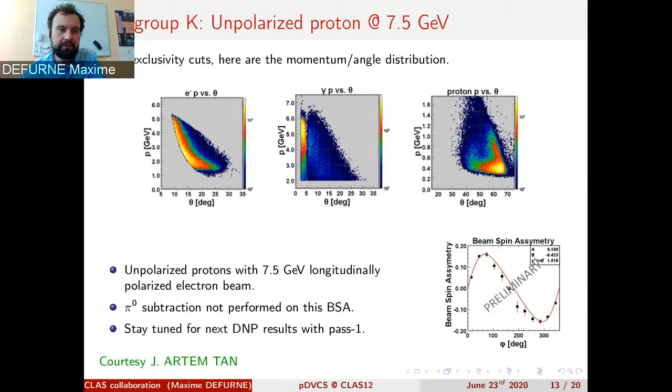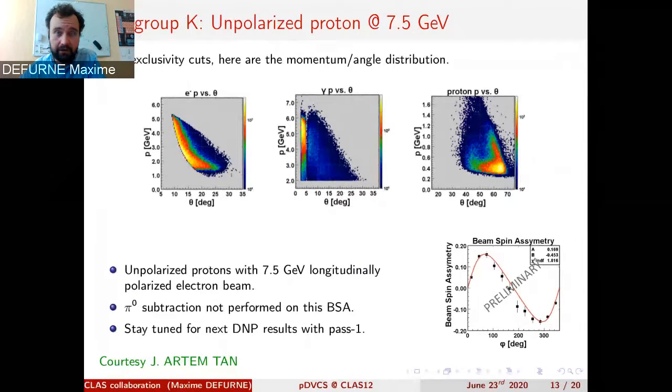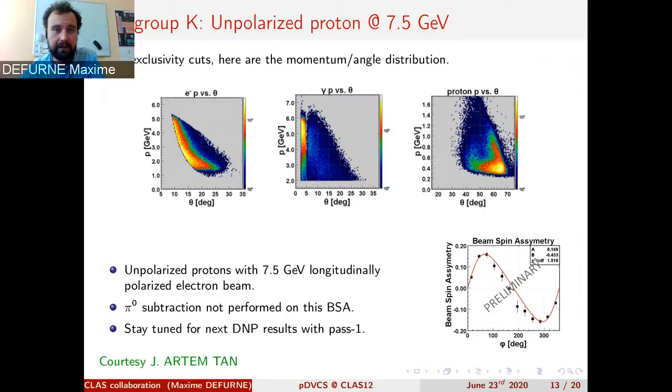So I will show you some results that were shown last year at DMP. Here it is the beam spin asymmetry on unpolarized proton with a lepton beam energy of 7.5 GeV. On the top row, you can see the distribution of momentum for the scattered electron versus the scattering angle. You can see that the scattered electron momentum can go up to 5 GeV, and the scattered electrons are mostly detected in the forward detector between 10 to 30 degrees.